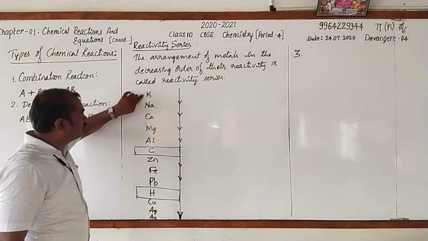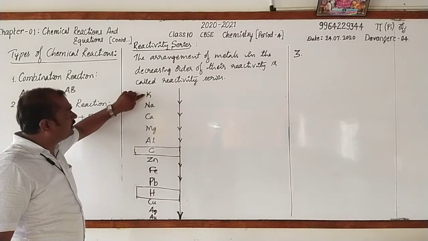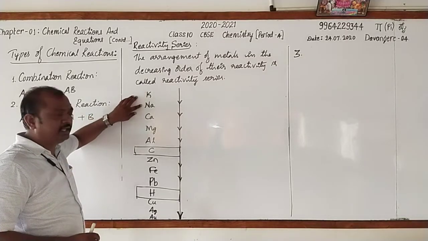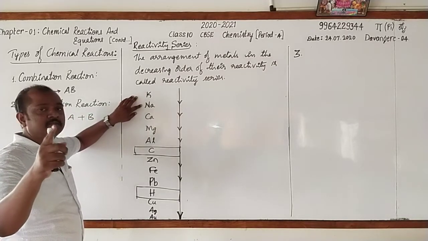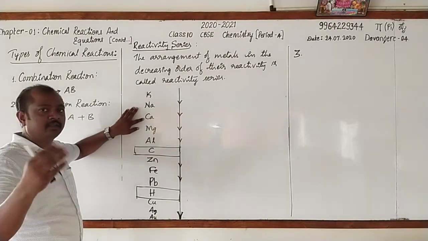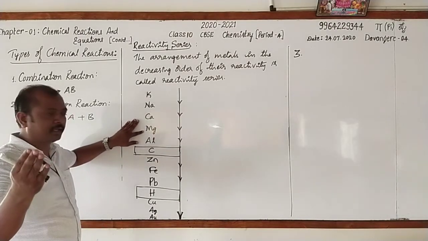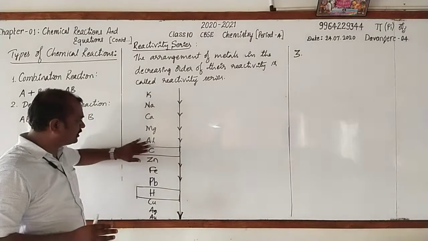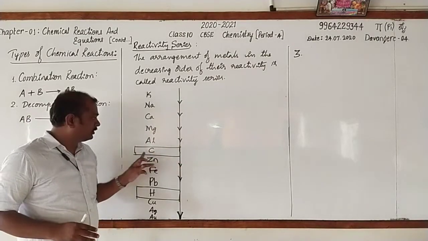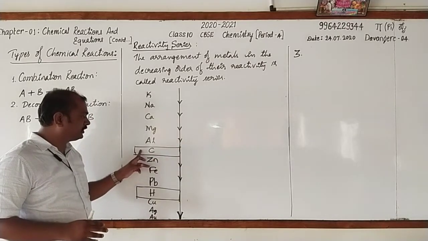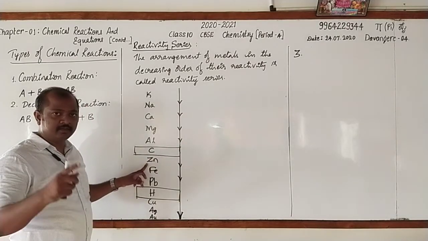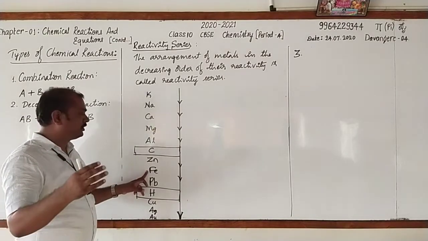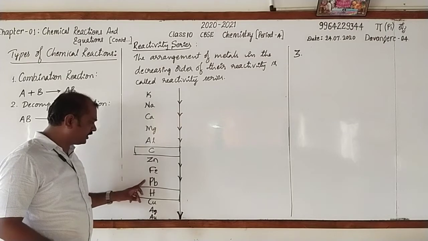K, potassium. K means it is kalium. Kalium is nothing but potassium. Na, natrium, this is sodium. Ca, calcium. Mg, magnesium. Al, aluminium. C, it is carbon. It is a non-metal, so I have highlighted that with a box. Zn, zinc. Fe, it is ferrum, and it is iron.